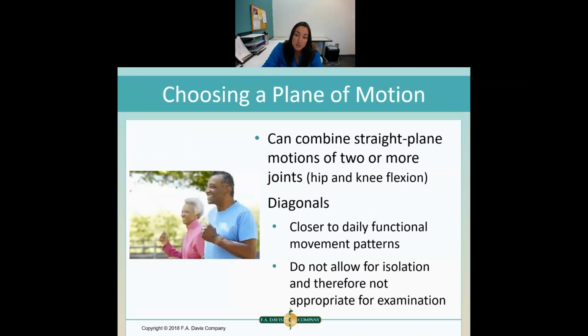Whereas diagonals combine two or more straight planes, and they are more functional. They're more like our normal functional movements, but they don't allow for that isolation. So if I'm wanting to really increase shoulder flexion, but I'm doing diagonal patterns, now I'm working on several planes and several movements, but I'm not getting as much emphasis or practice on shoulder flexion as I would with a straight plane. But as the patient progresses and they're returning to their function, maybe doing resistance training or anything like that, you definitely want to add in diagonal movements because typically in our normal day, diagonals are what we do, more functional.